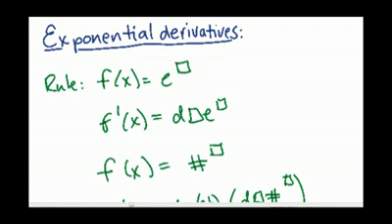Today I'm going to be looking at exponential derivatives, the concept, and since it's such a short concept, I'll probably squeeze in a few basic examples as well.